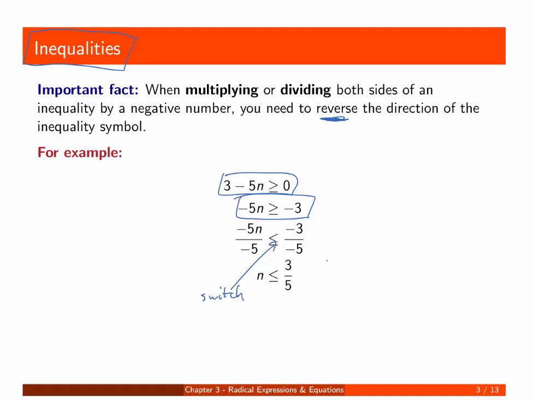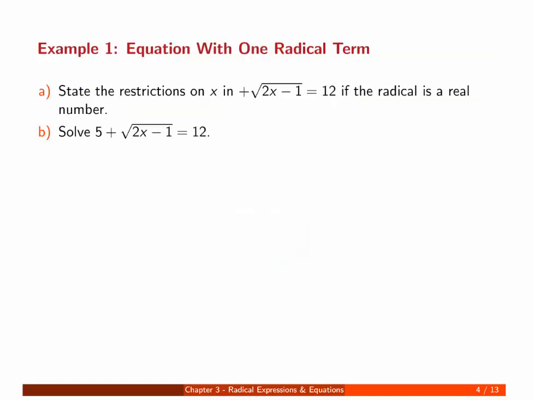Okay, this is going to come down to restrictions again. So I'm building your toolbox when it comes to restrictions. There are 3 types of examples. Equations with 1 radical term, there'll be equations with 2 radical terms, and there'll be a third example that will have an equation of 2 radical terms, but it'll be slightly more complicated.